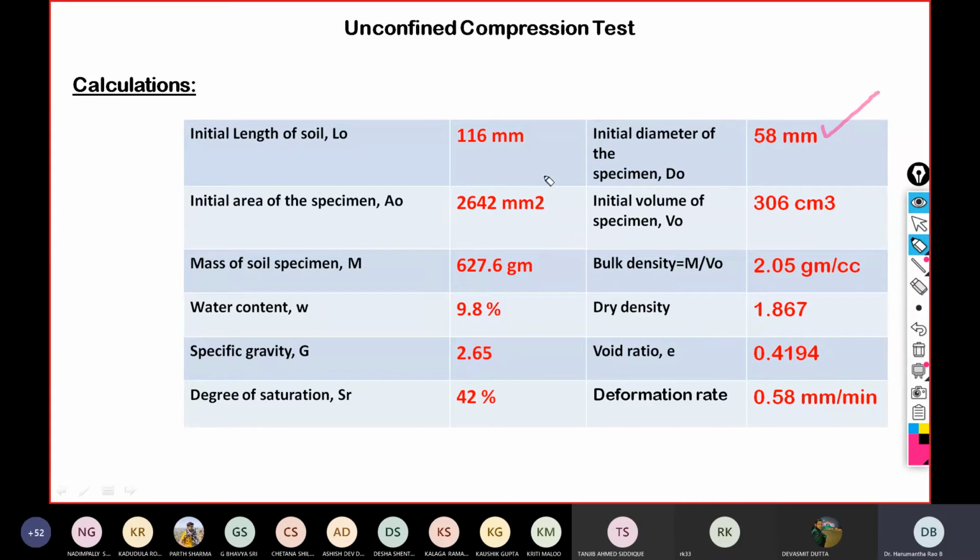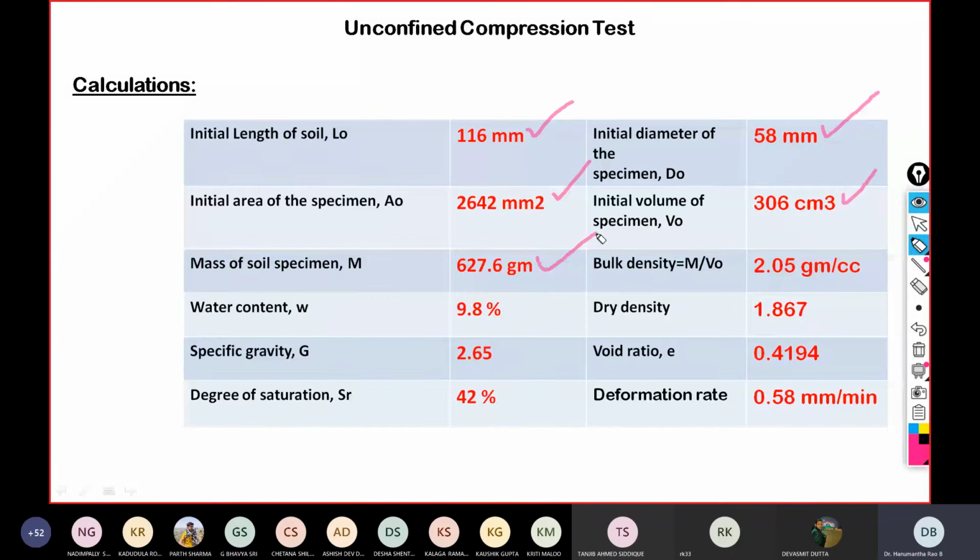Diameter is 58 millimeter. Length of the specimen is 116 millimeter. Initial cross-sectional area is 2642 millimeter square. Initial volume of the soil sample is 306, and mass of the soil sample recorded is 627.6.